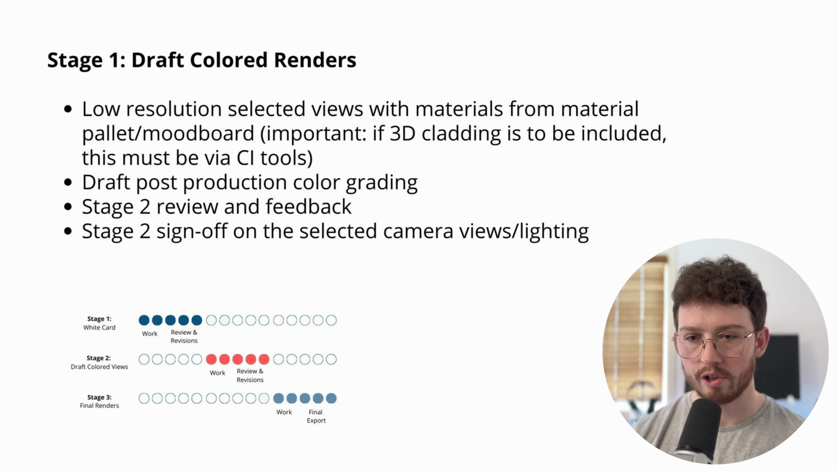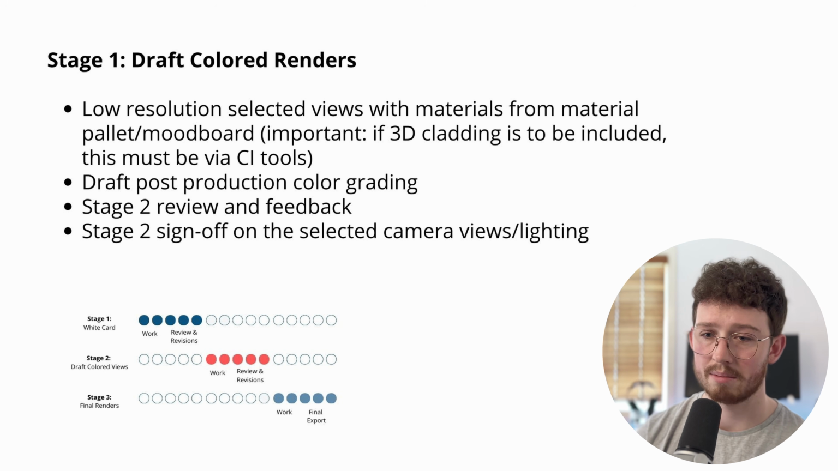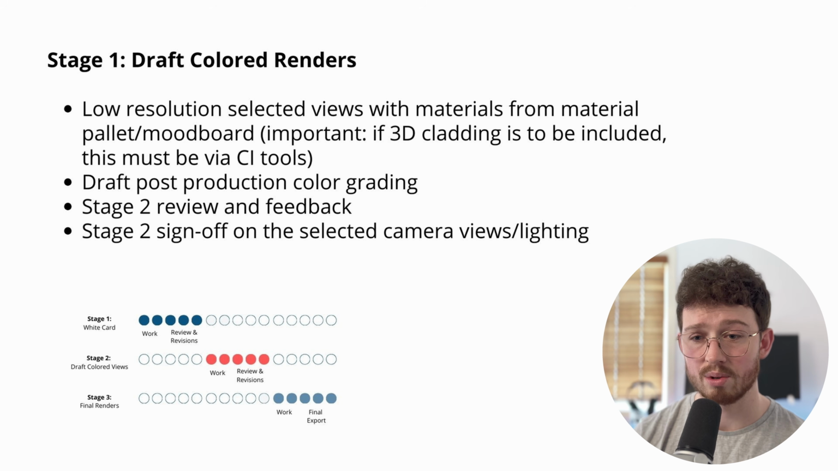So moving on to stage 2, we've got the draft colored views, which are low resolution with the materials that are from the material palette / mood board. And also I personally like to add some draft post-production, like color grading and a little bit of brightness and contrast in this. So it's quite a small stage, but it's really important to get sign off on the materials. You might have 2 to 3 rounds of feedback for this just to get it perfect, but hopefully if you've set the email up correctly and you've got the right initial information, this should be pretty smooth sailing.